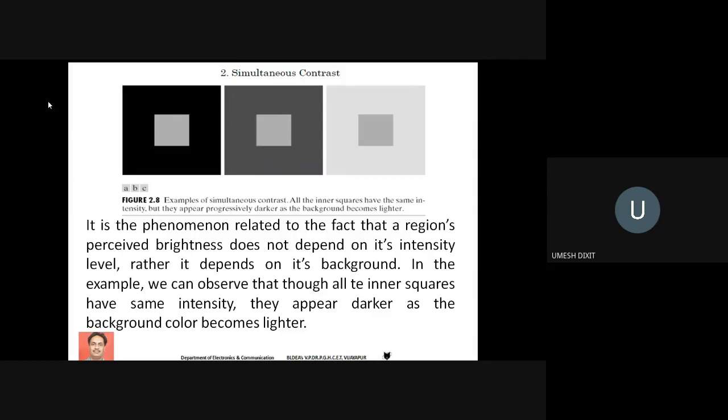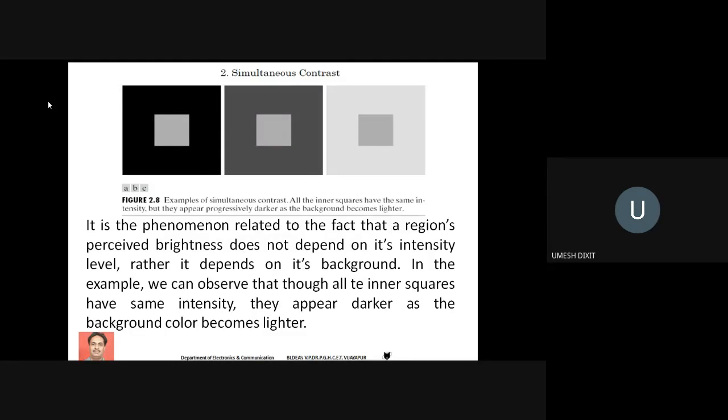In the example, the inner squares have the same brightness, but the outer squares have different intensities. So we can observe that even though the intensity of all the inner squares remains the same, the inner squares appear darker as the background color becomes lighter. So this particular phenomenon, we call it as simultaneous contrast.